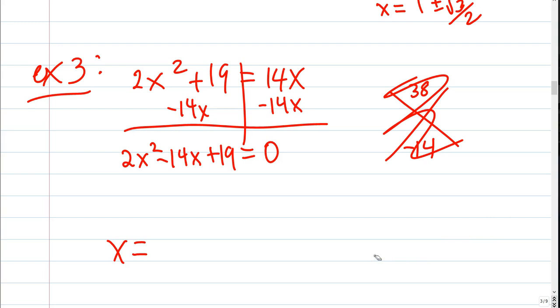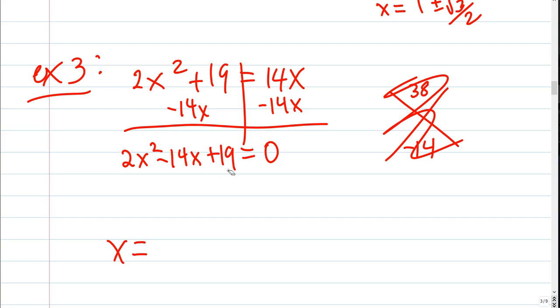Second, would I complete the square on this? Probably not. Well, why not? Once again, this is not a 1. I could divide everything by 2. But then 14 would become a 7, so it would no longer be even, which means completing the square really wouldn't be that easy. At the end, I'll show you where we can solve this by completing the square.